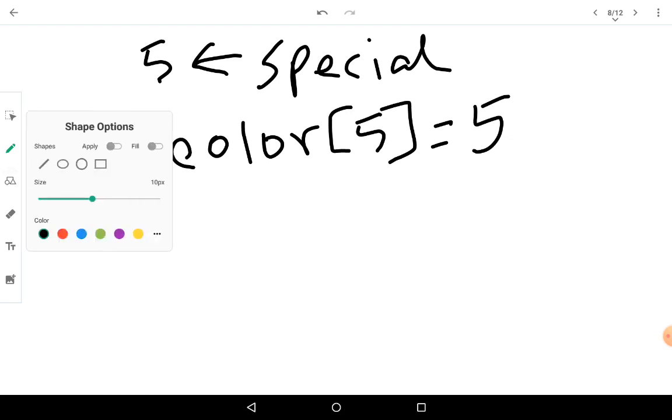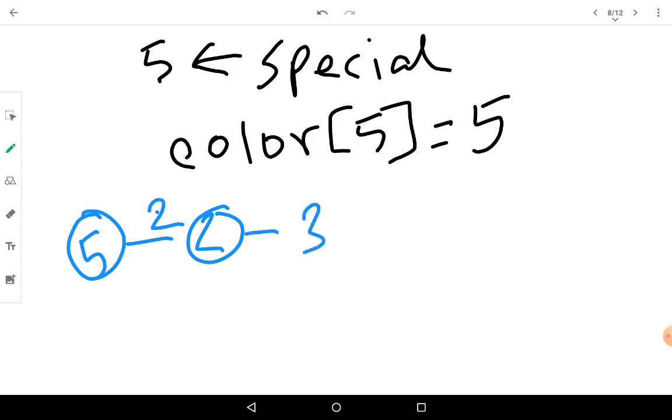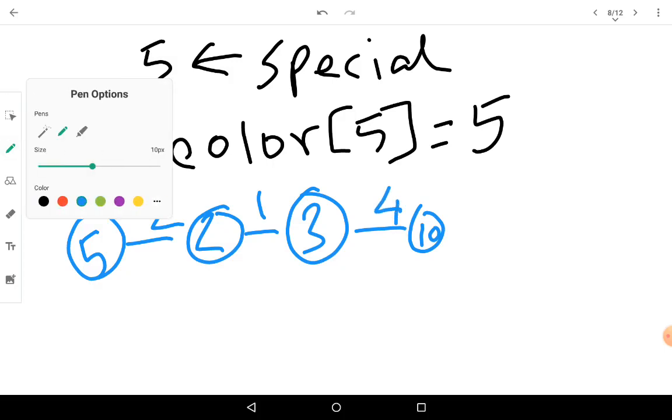Let's say that 5 has the color blue. Okay, so there is an adjacent node to 5, which is maybe say the node 2, and the edge has maybe distance 2, and there is the node 3, the edge has a weight 1, and there is a node maybe 10, and it has a weight of 4. Okay, now we'll be changing the colors. Why? You will see in a short while.